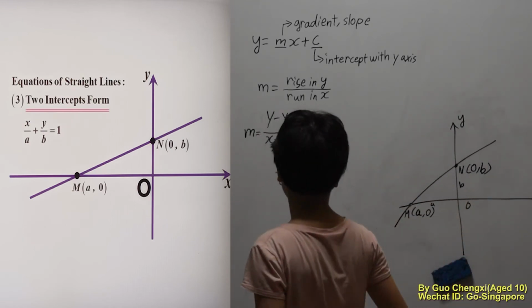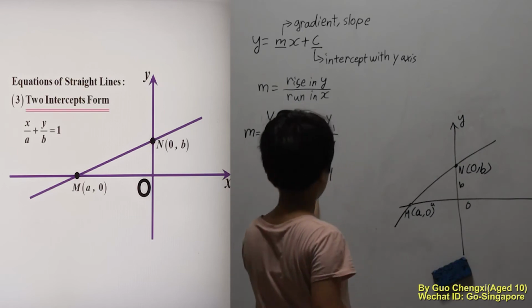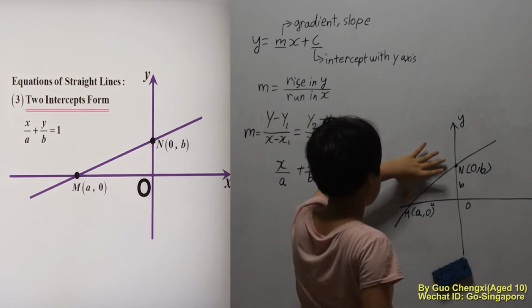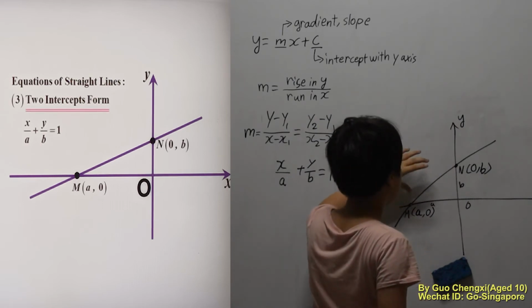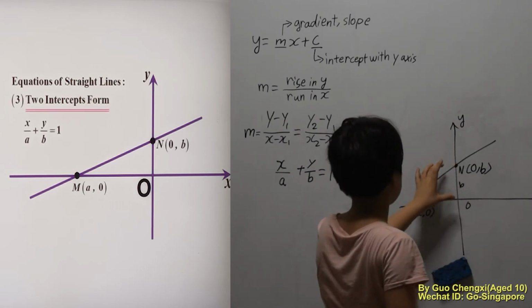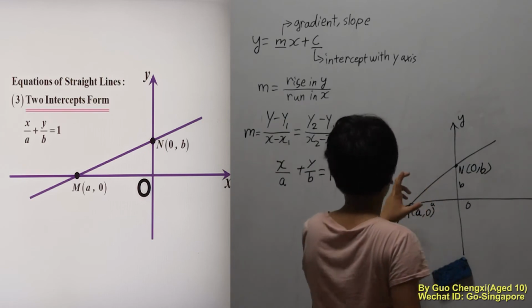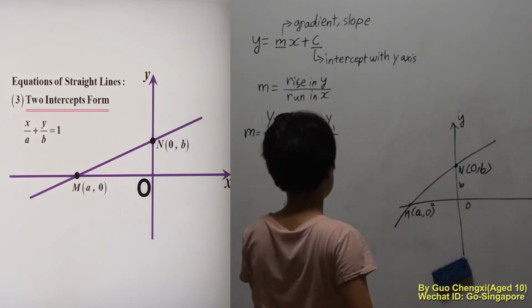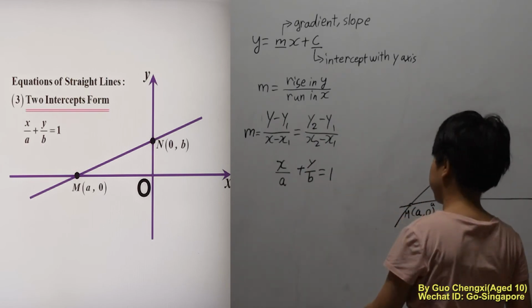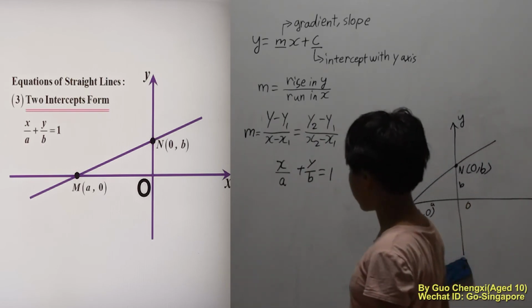Alright, so basically over here for this part, they purposely put it at these two points, and also these two points on the y over this part and the x over this part, it is equals to 1 and just 1, okay?